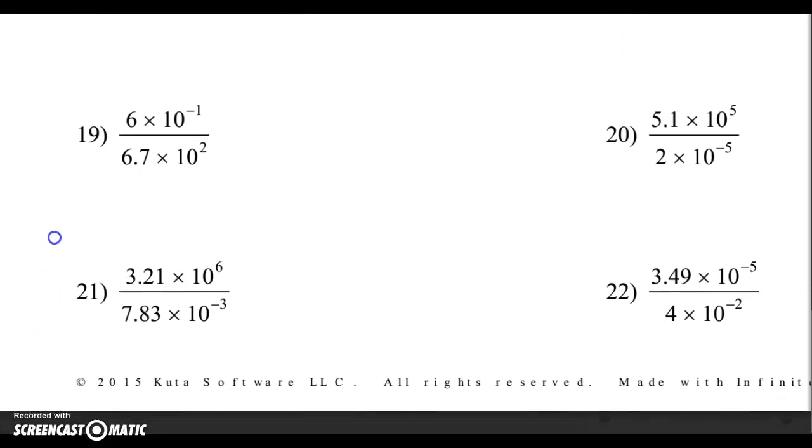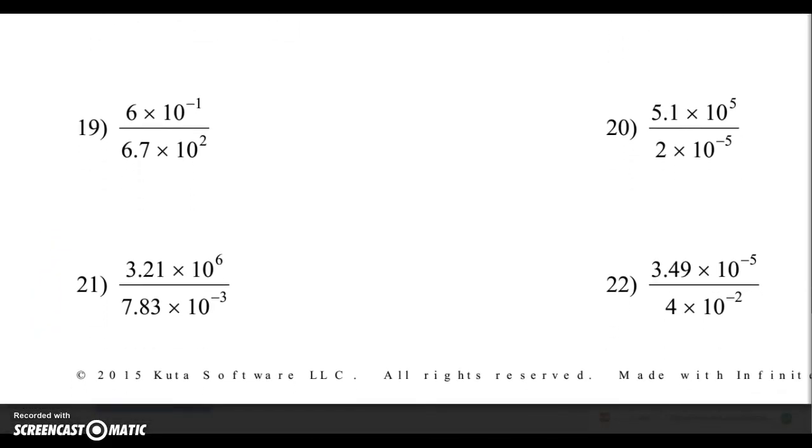Alright, 19 and 21, same concept, but now we're dividing. So I'm going to do 6 divided by 6.7. And this one comes out messy. 0.89552238881, and so forth. So I'm going to round this to 0.896. And now that we are dividing, we have the same base here, I can take these numbers and subtract them. So I got negative 1 minus 2, that's the negative 3rd.